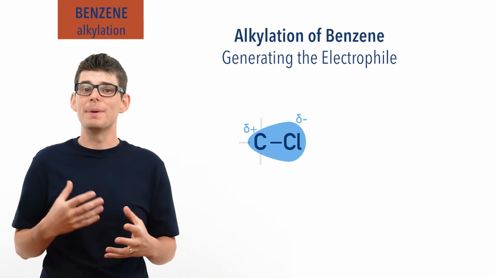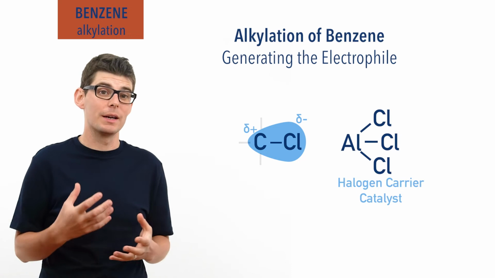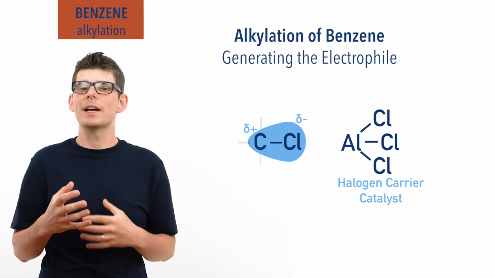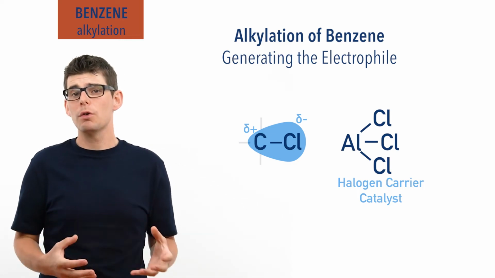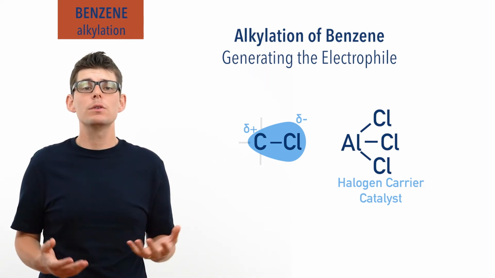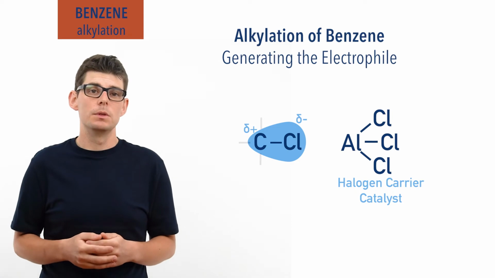A halogen carrier basically just means a metal, usually iron or aluminium, that is bonded to atoms of the halogen in question, in this case chlorine. Aluminium trichloride will be used in this example, although you may also see iron trichloride being used.